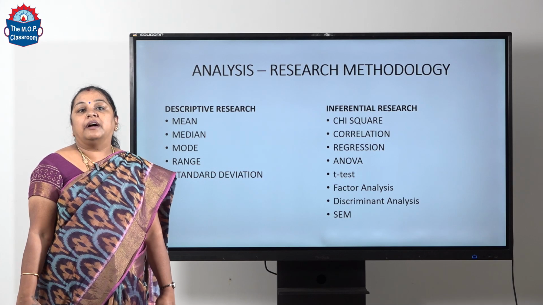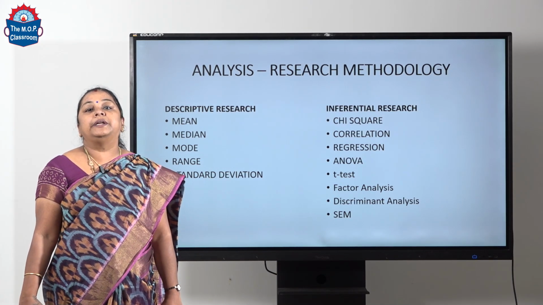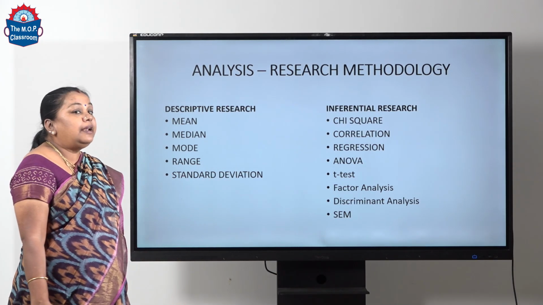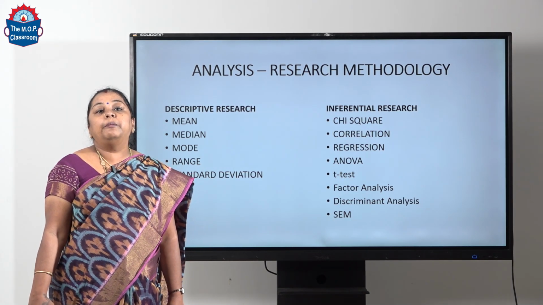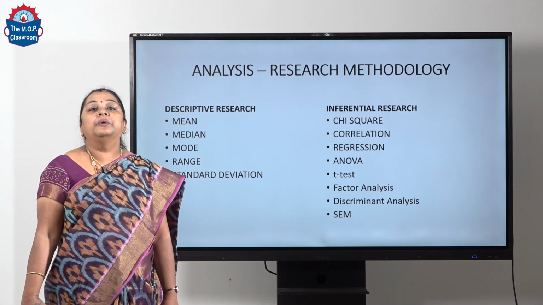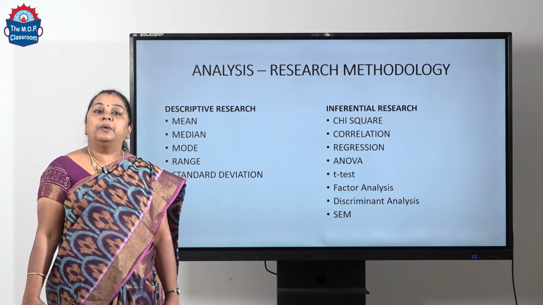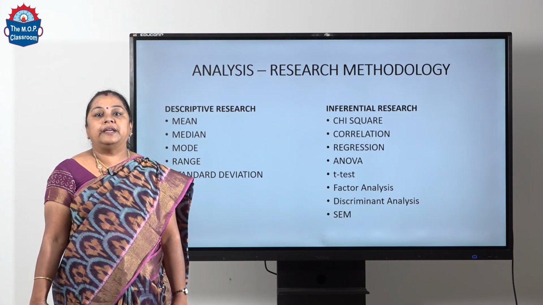ANOVA or t-test are used to find the significant difference between 2 groups. And factor analysis, as I earlier told you, is a dimension reduction technique, where you would be reducing the factors into a limited 4 or 5 factors, where you will understand which factor is influencing the most.